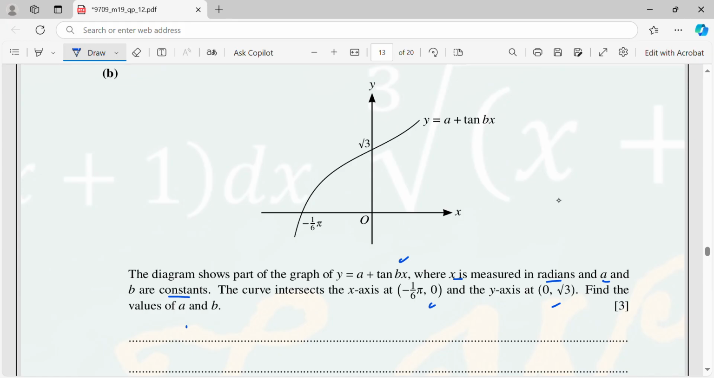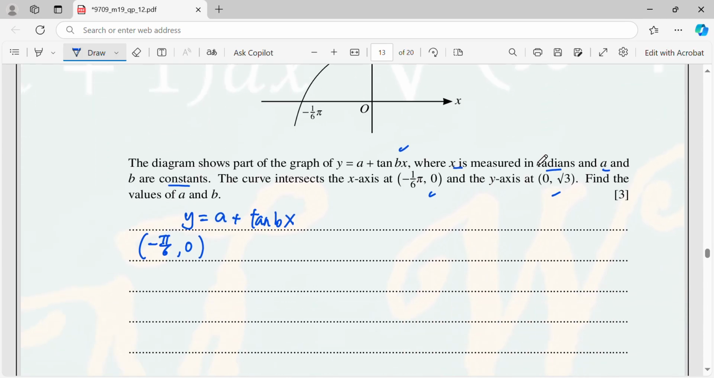Okay, basically, for this graph, since the function is given and 2 points are given, then you can just directly replace. Because we need to find 2 unknowns, therefore we need 2 equations. Hence, we get the 2 equations from the 2 points. So from here, my x is negative pi over 6, my y is 0, which means when you substitute into the equation, I will be getting 0 is a plus tan of minus pi over 6 b.